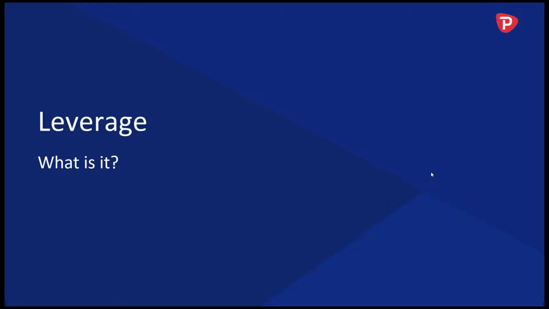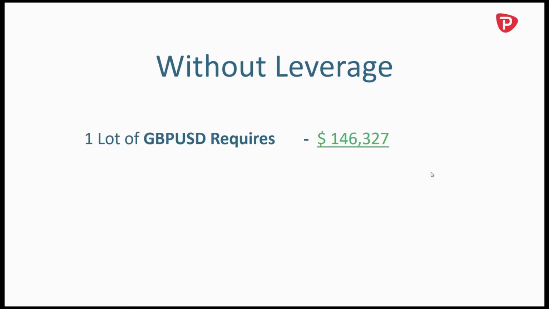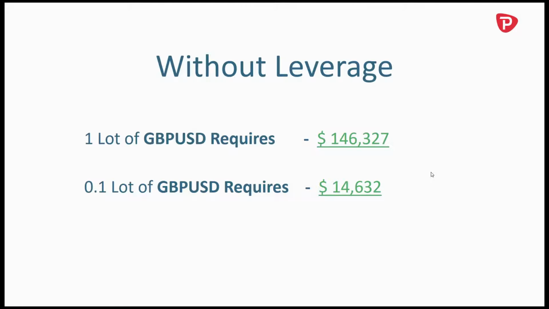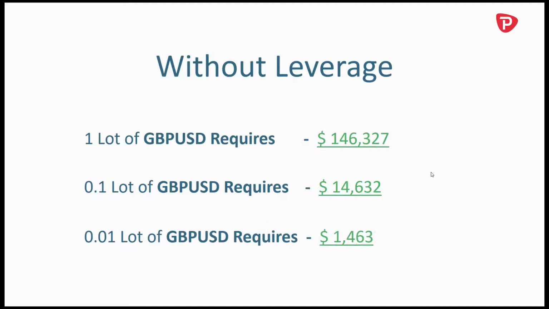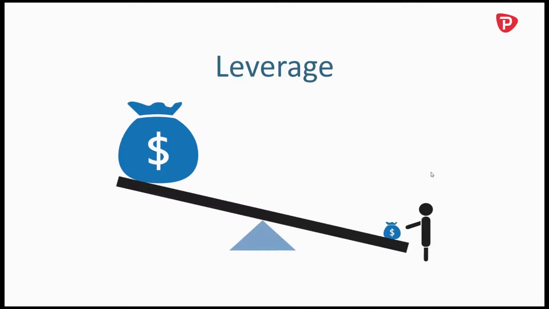So let's now take a look at leverage and what it is and how it can help us gain access to being able to trade potentially one lot of Great British Pound US dollar within our trading account. So without leverage, one lot of Great British Pound US dollar would require us to have 146,327 US dollars. 0.1 of a lot would require $14,632 and 0.01 of a lot would require 1,463 US dollars. So that's all quite a lot of money, and not everyone's going to have access to that amount of money within their trading account.